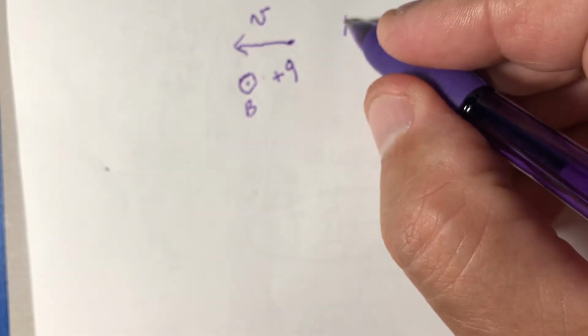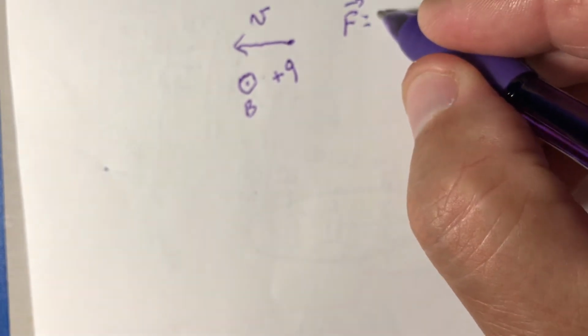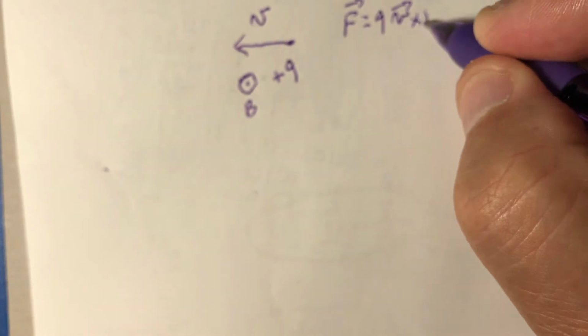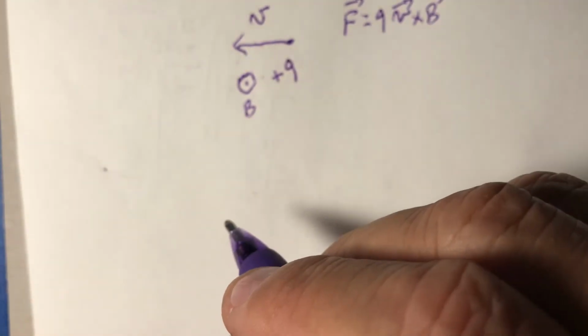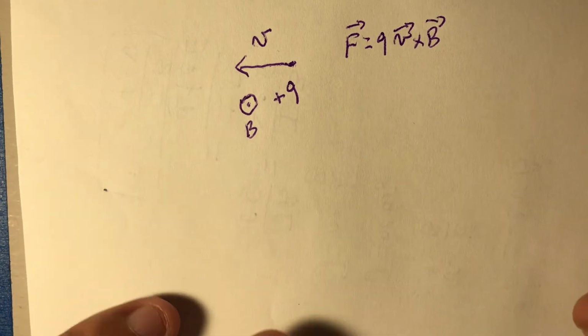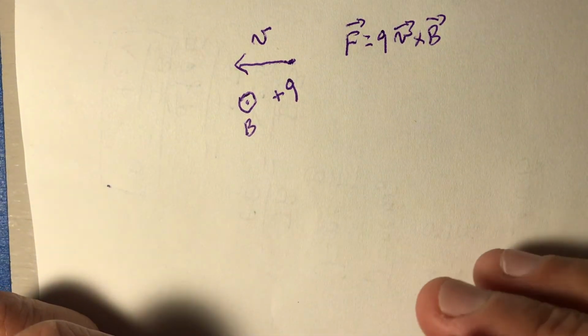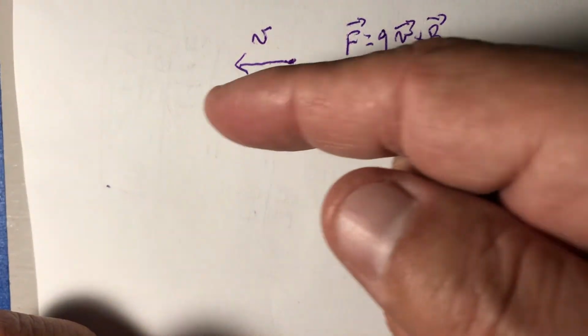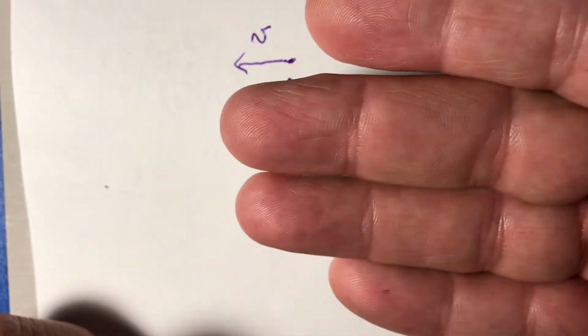So we need to use the equation F is equal to Q V cross B. We use this equation, and we can apply the right-hand rule. We have the velocity going to the left, so I use my right hand. It's going to the left, and the B field is coming out. So my thumb is going up.